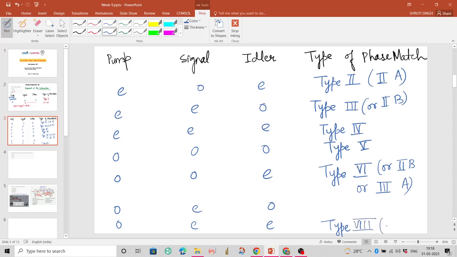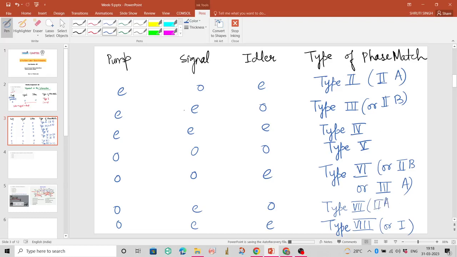This is type 8, or we can say it is 1. And this seventh one, type 7, whose reverse is this. We can see this one and this one, just E and O are exchanged. So it is for differently positive or negative crystal. So it can be type 2A.